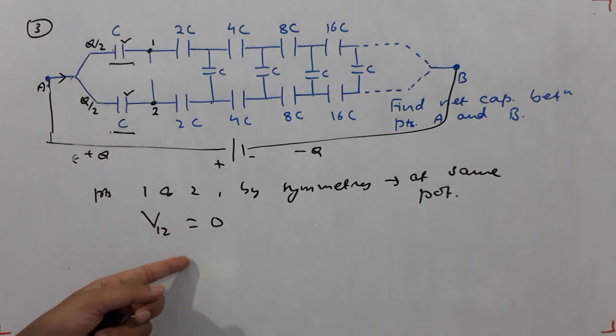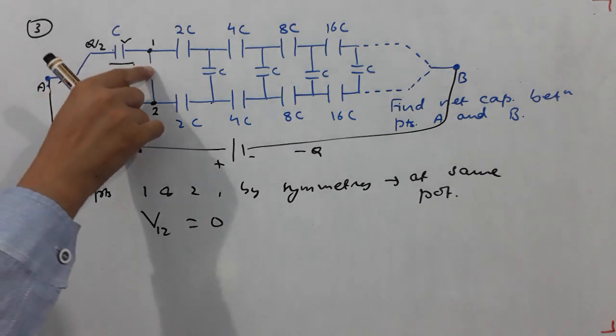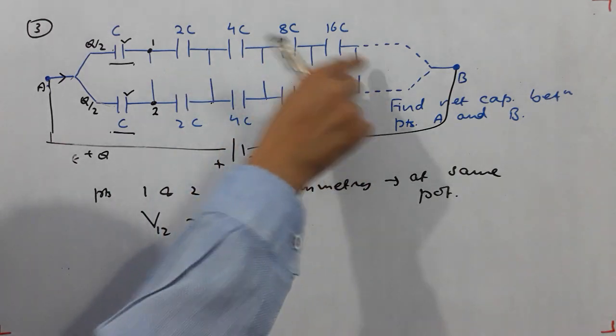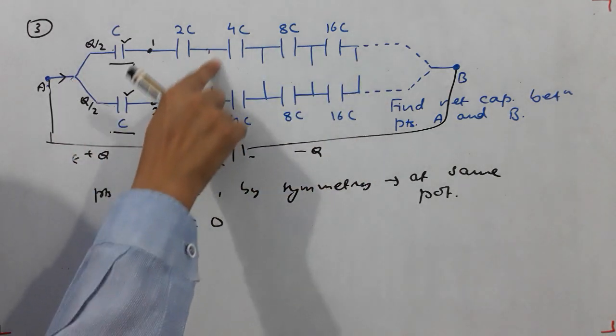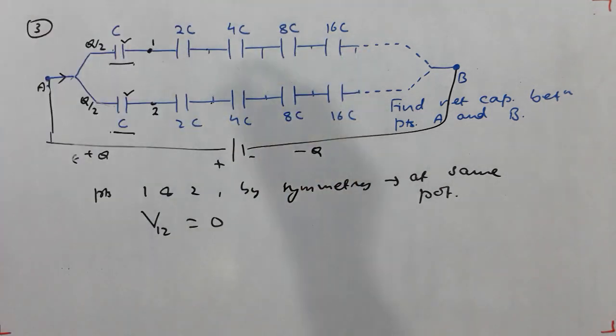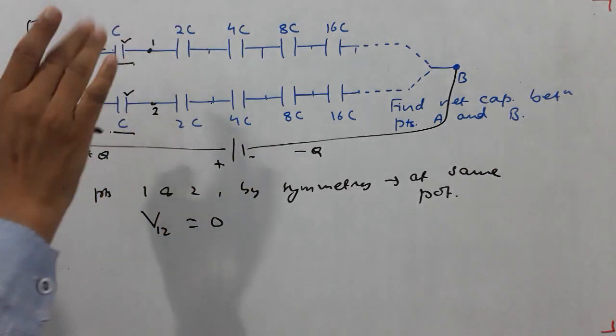Therefore Q, that is C times V, will also be 0. So no charge will be developed on these plates. The same analogy will be true for all these capacitors. So we can safely remove these capacitors on account of symmetry. By symmetry, we have argued that these points will be at the same potential. So we have removed those capacitors.